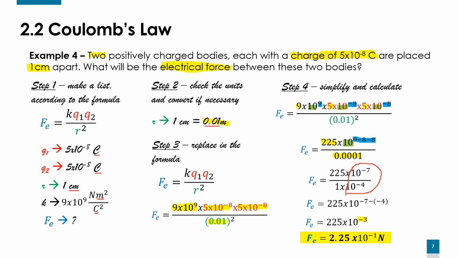And now I'm going to just convert to scientific notation. 225 times 10 to the power of minus 3. I'm going to decrease here, so I'm going to increase the exponent. So 2.25 times 10 to the power of minus 1.